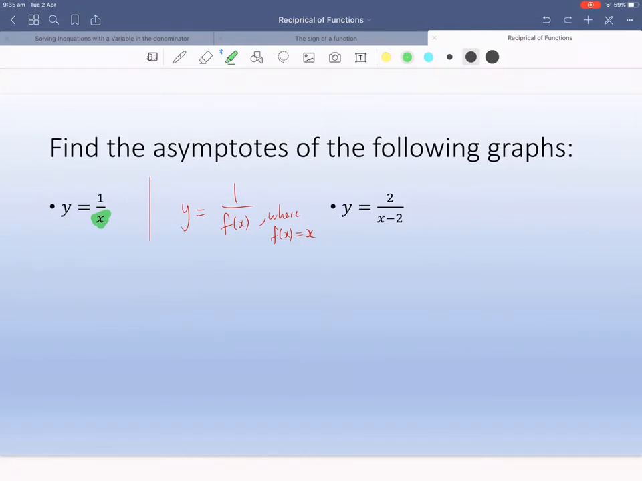If f of x equals 0, we can find the vertical asymptote. So in this case, what's f of x? Well, f of x is x, so let's go x equals 0. So I'm substituting x for f of x. Therefore, vertical asymptote at x equals 0. Now we know this.